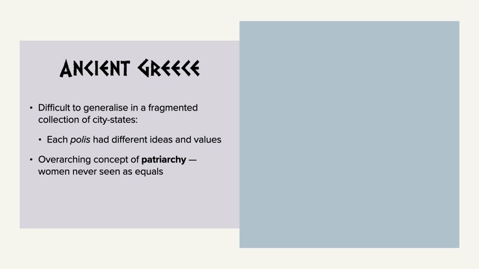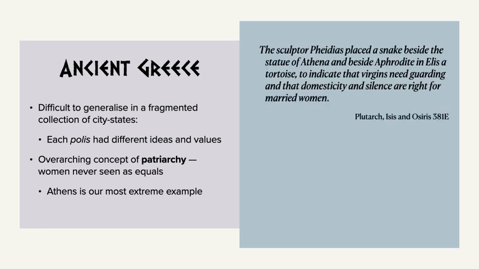Women were never seen as equals, but women's status in relation to men was slightly different depending on what city-state you were in. And Athens, which we focus on in our level 2 course, is our most extreme example of a patriarchy in ancient Greece, because the position of women was so drastically different to that of men. Women were largely powerless and couldn't really do anything, whereas they had more freedoms in other societies such as Sparta.